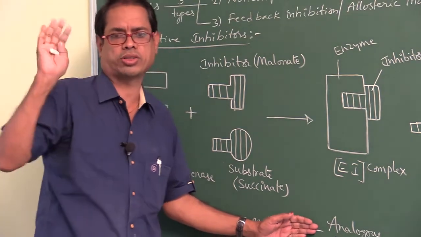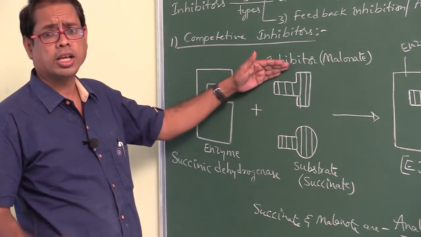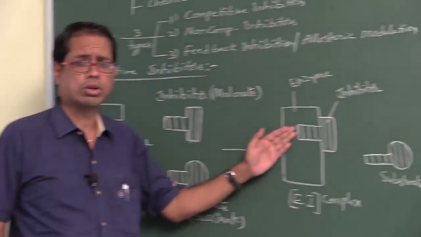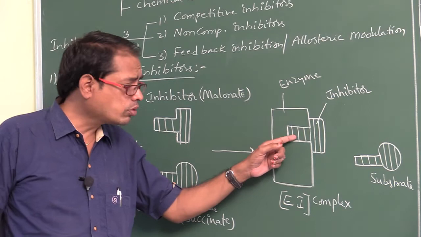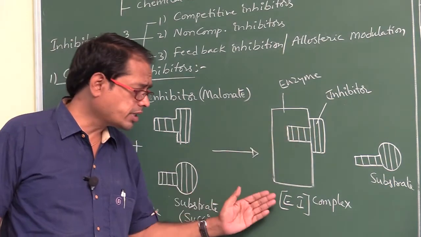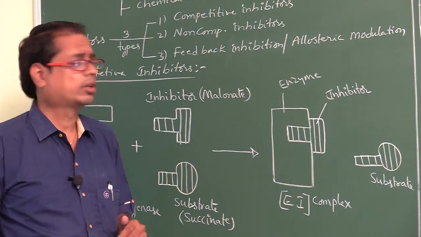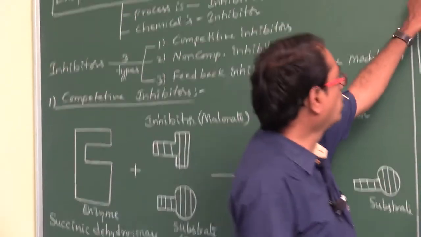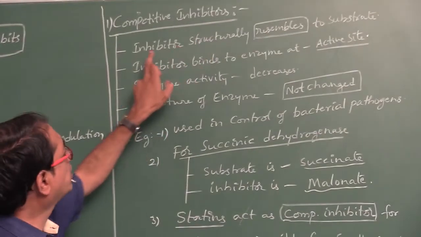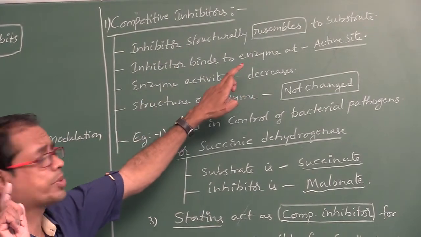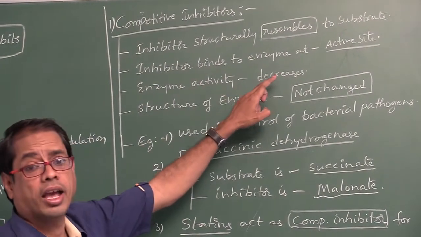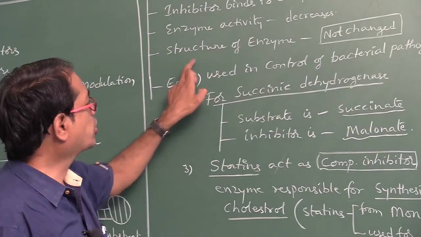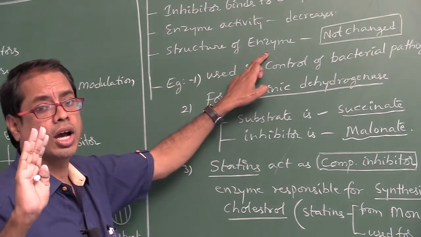Don't say homologous structures. Both substrate and inhibitor structurally resemble each other. One point. The inhibitor binds to the enzyme at the active site of the enzyme. That structure formed is the enzyme inhibitor complex. Next one, the shape of the enzyme is unchanged. Competitive inhibitor points: the inhibitor structurally resembles the substrate, binds to the active site of the enzyme, enzyme activity decreases or declines, and the structure of the enzyme is unchanged.